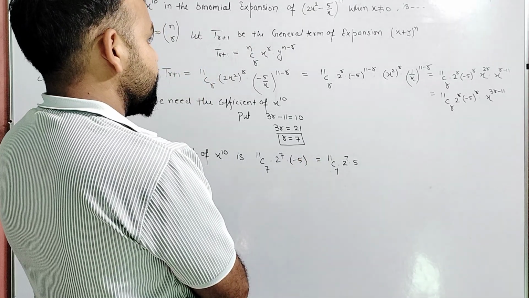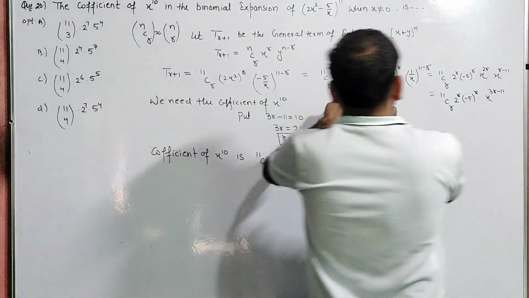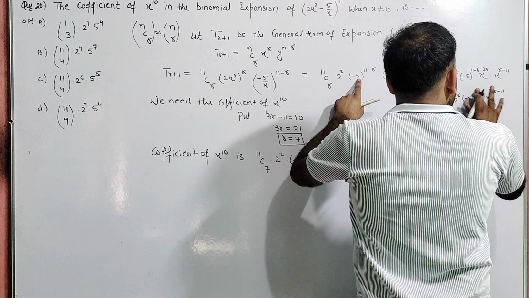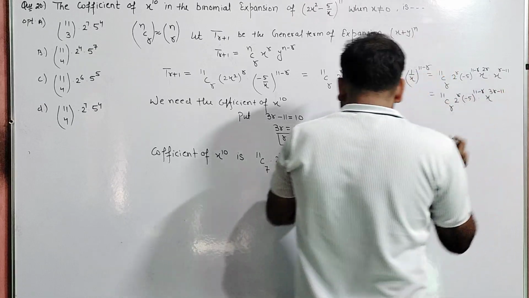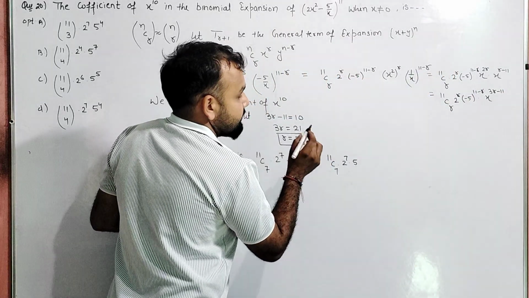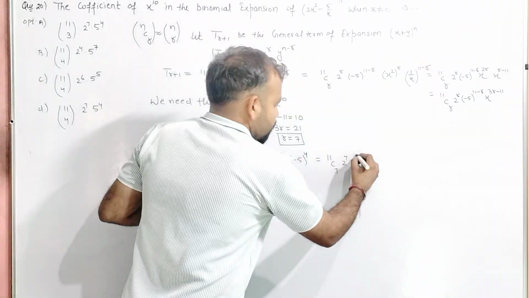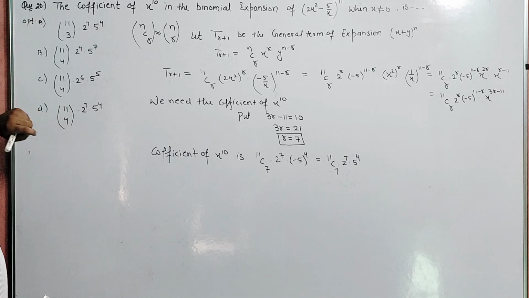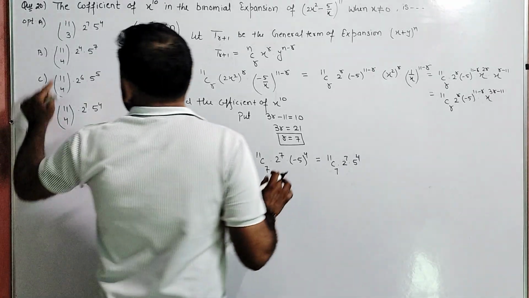I'm going to check again. Sorry, this is a mistake. That is 11 minus r. This is also a mistake. 11 minus r. So this is 11 minus 7. That means 4. So this is 4. Okay. So student, there is an option, one minute. There is 11C4.